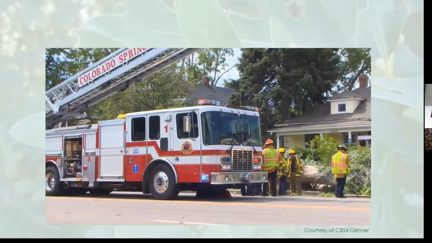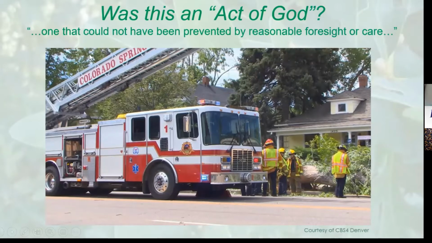So back to Colorado Springs. This tree, like I said, was a 33-inch silver maple, arterial, going downtown. The city foresters drove by this tree several times during the week. This tree was showing signs of decline. There was some deadwood in the top of it. Didn't appear to be thriving and healthy. So the question is, was this an act of God? Is this something that could not have been prevented by reasonable foresight or care? Again, we're going to keep coming back to this example.